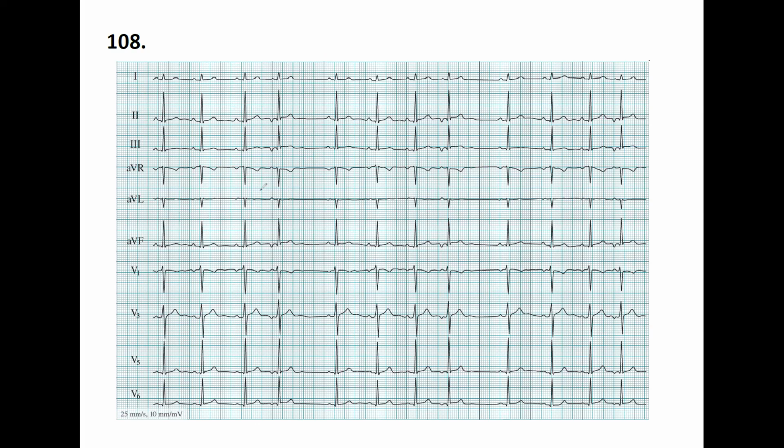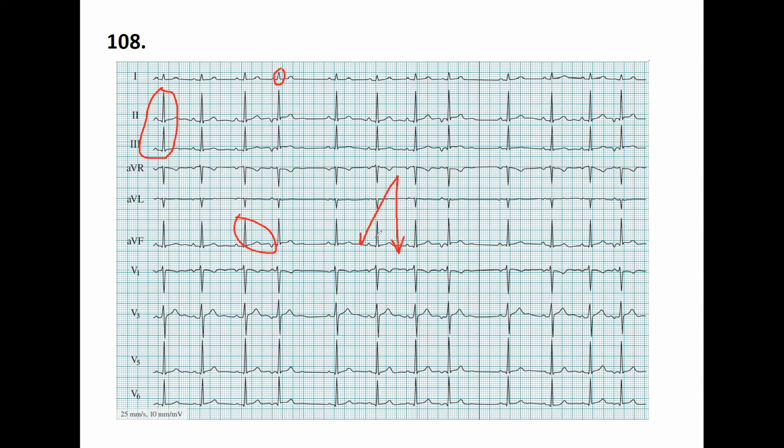For the electrical axis, first we can see that lead 1 and AVF are both positive. Then lead 1 has the lowest amplitude. Let's compare lead 2 and 3. Lead 2 has higher amplitude. It's very important, because AVF is relatively the biggest one.